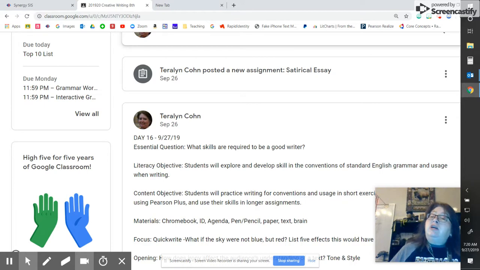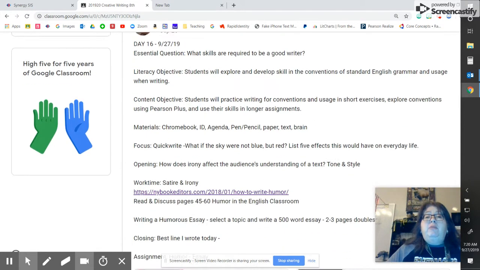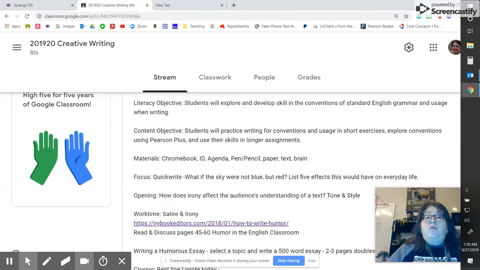Today, we are going to start with our daily quick write. So you need to get your writing journals out. And the prompt today is, what if the sky were not blue, but it was red instead? List 5 effects this would have on everyday life.